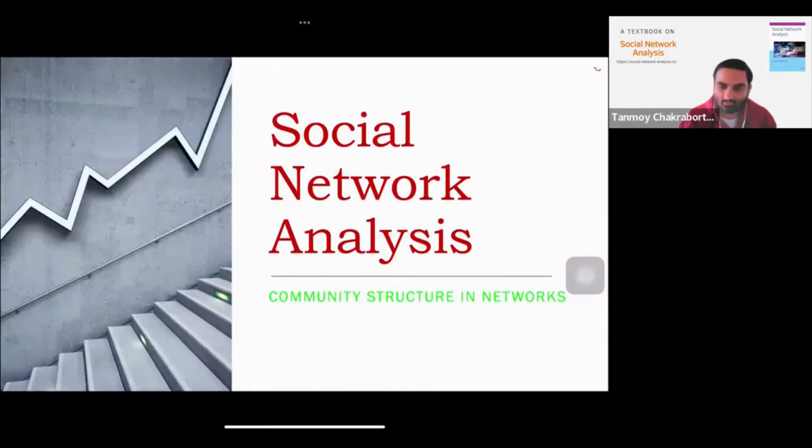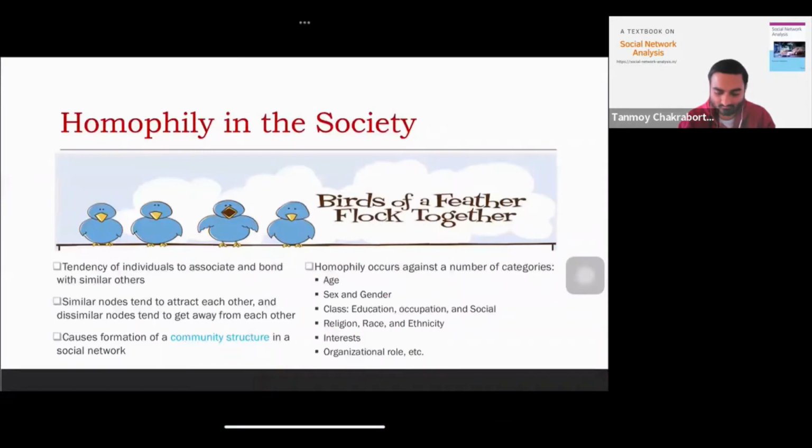Now this is one of the longest chapters of the book. So I will try to present the entire chapter part by part, so that you understand the concepts properly. So let's try to understand why community structure, what is a community, and so on and so forth. What's the utility of a community structure?